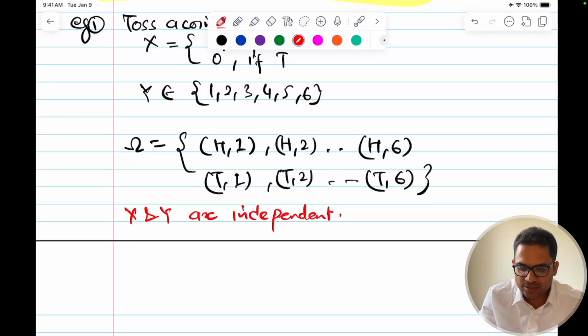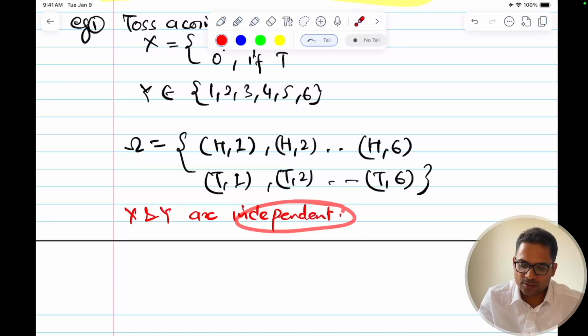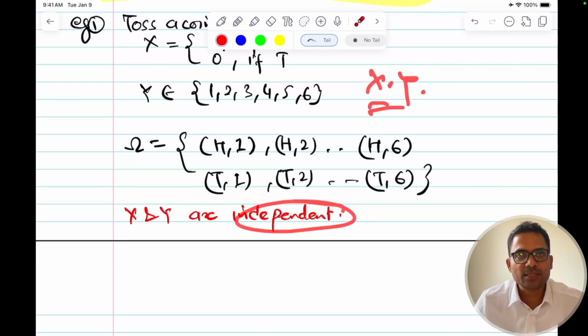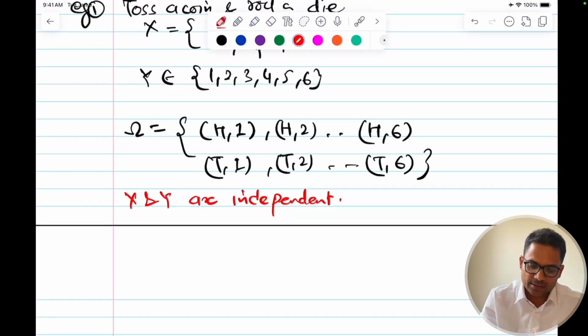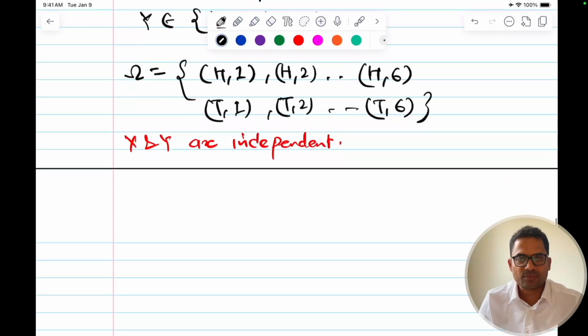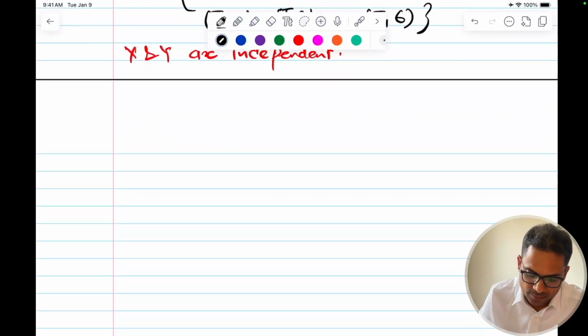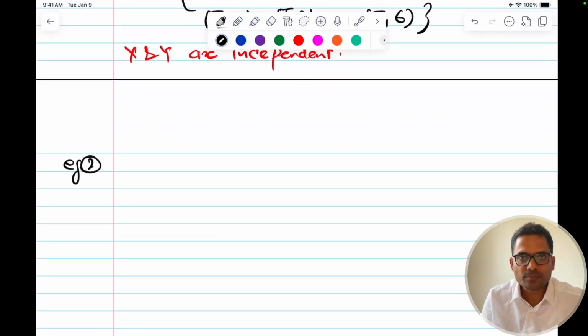So this is a case of independent, because we can write expectation of XY is expectation of X into expectation of Y. Let me give you one more concrete example. I'll give you many examples so that it's very, very clear. So I'll give the second example. With this you will understand a bit better.